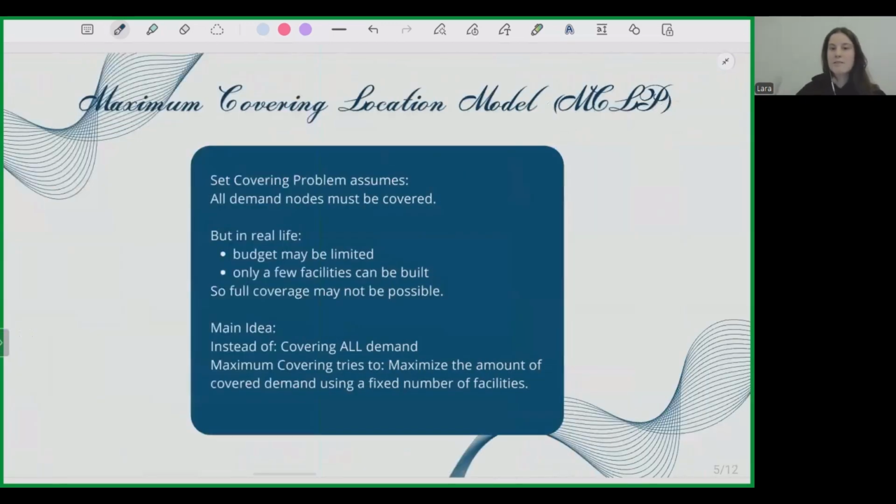So what is a maximum covering location problem? In the set covering problem, we assume all demand nodes are covered. But in real life, the budget may be limited and only a few facilities can be built, so full coverage may not be possible. So the main idea of the maximum covering location model is that instead of covering all demand, it tries to maximize the amount of covered demand using a fixed number of facilities.